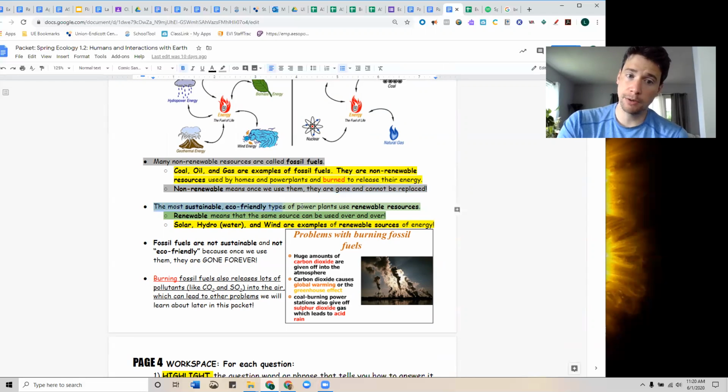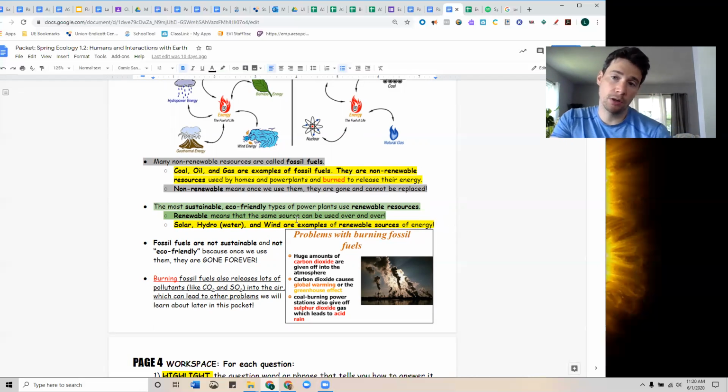So then let's talk about the renewable resources, the most sustainable. Remember sustainable, like keeping the earth the way it is. We want that, right? We want the earth to stay beautiful. So the most sustainable, eco-friendly types of power plants use the renewable ones. So there are power plants that use solar, hydro, that means water, and wind. Those are great examples of renewable resources.